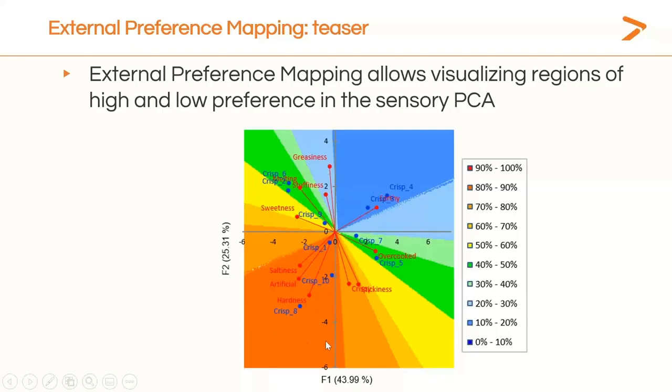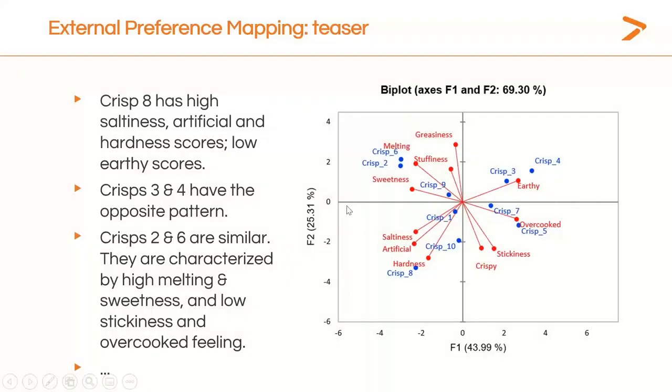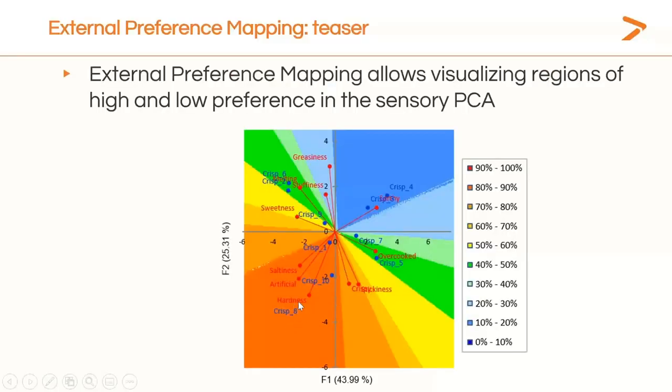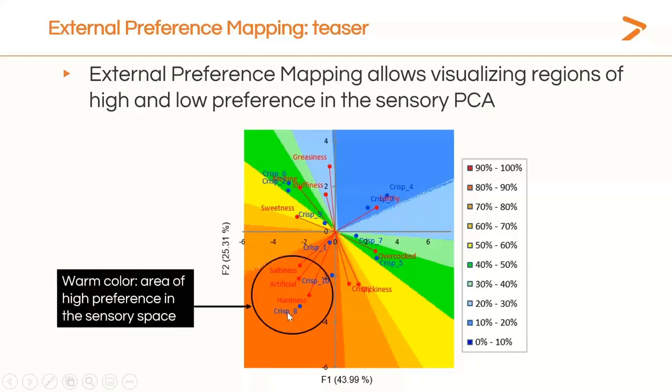Before checking these colors in the background, can you recognize this sensory PCA, or this PCA built out of sensory attributes? It's exactly the same thing we've seen here, but without the fancy colors in the background. We still have crisp number 8, which is here, and 3 and 4, which are here. We only added these colors in the background, which simply represent preference. Warm colors represent areas of high preference. Cold colors represent areas of low preference.